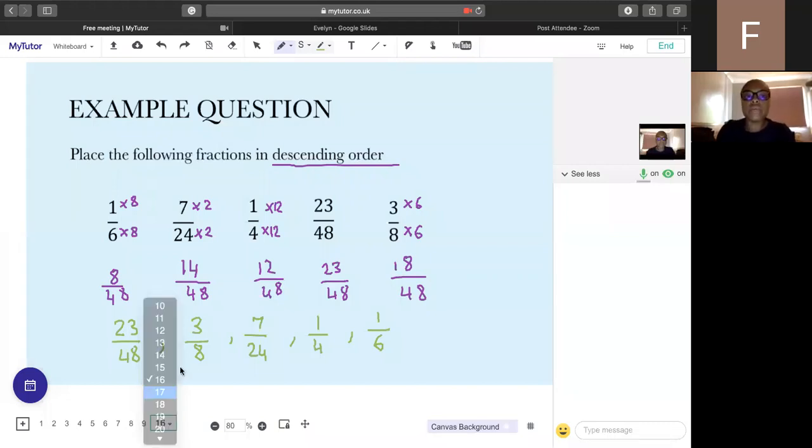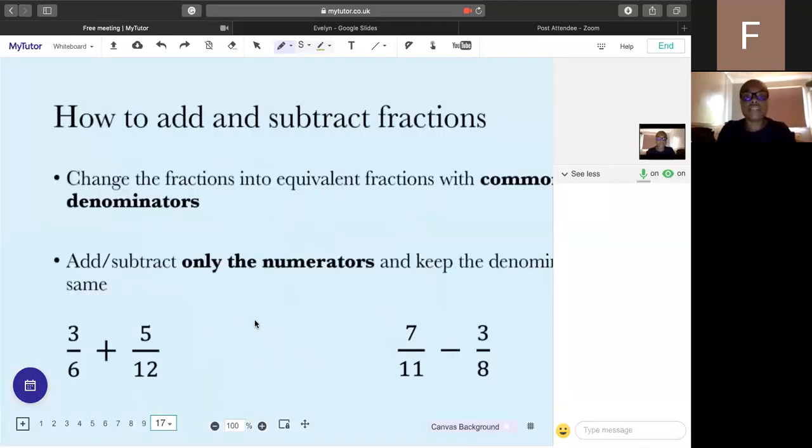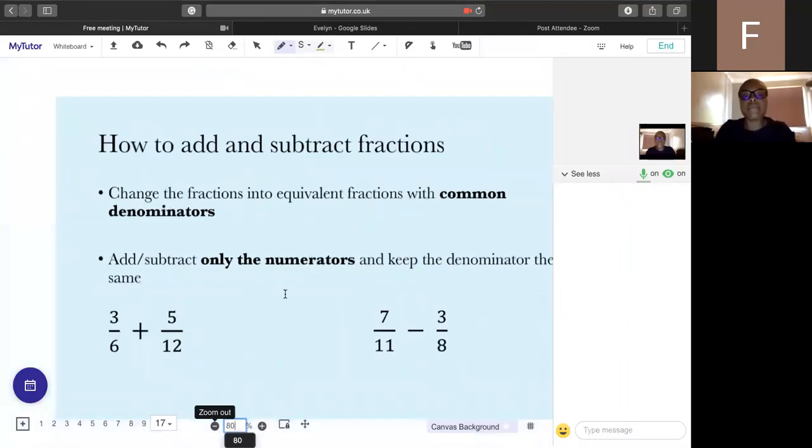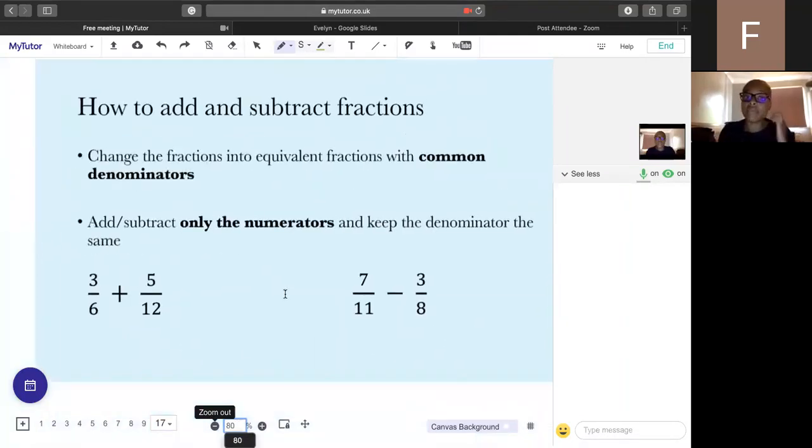So now we can move on to adding and subtracting fractions. For adding and subtracting, the first thing that you should do is exactly the same for both. You need to change your fractions into equivalent fractions with common denominators. So it's exactly the same as what we were doing with ordering, only now we're doing it with two numbers, and then once we have done that, we can add the numerators or subtract the numerators. It's only the numerators that we're working with, not the denominators.